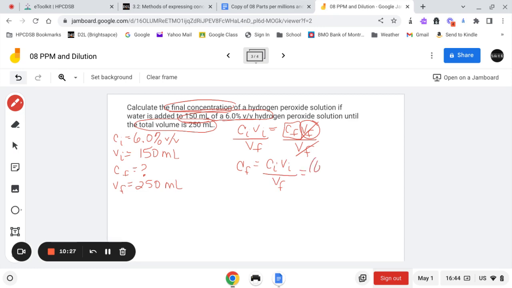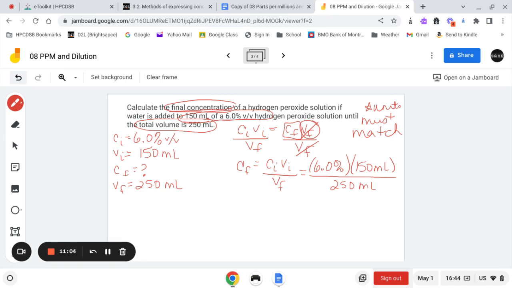So my initial concentration is 6%, and yeah, you can use that value. My initial volume is 150 mL. So I can use milliliters here as long as my final volume is also in milliliters. The key thing here is that units must match. If you are dealing with milliliters, you have to have milliliters for both volumes. If it was liters, you could use liters. You just need to have liters in both of the volumes.